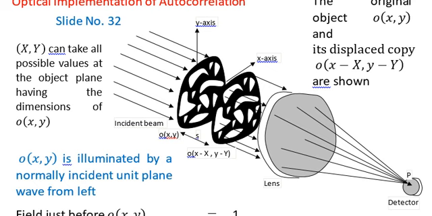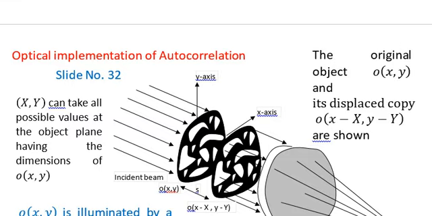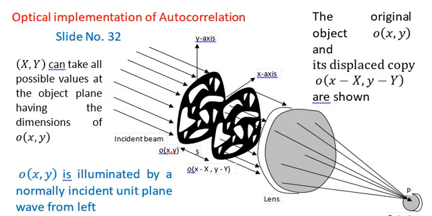The S is small, so the field just after the first copy is the same as the field incident on the second copy, because the distance S is assumed to be small. So let's see what we have written on the right hand side of this. The original object O at X comma Y and its displaced copy O at X minus capital X, Y minus capital Y are shown in the figure. You see that this capital X and capital Y can take all possible values at the object plane, having the dimensions of the object O defined at X comma Y.